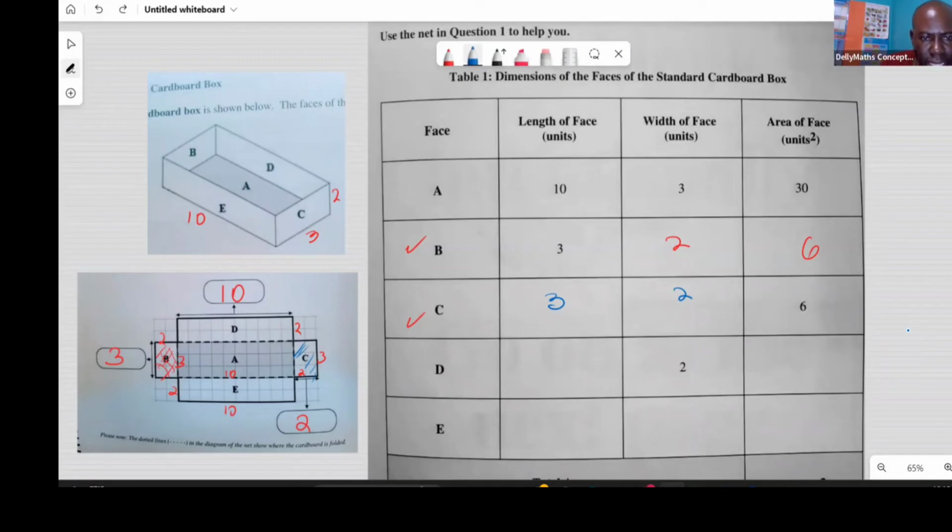Let's look at D. D is this one right here. It is a 10 by 2, and this is 20. And then we have E. E is this one. E is 10 by 2, just the same. The length is 10 and the width is 2. This is going to give us 20.